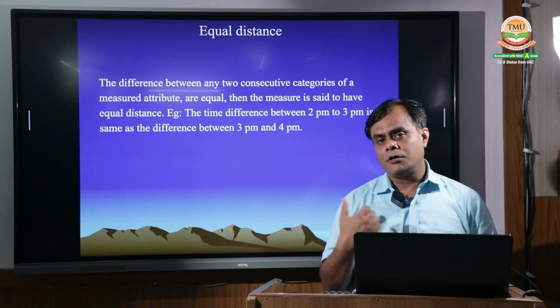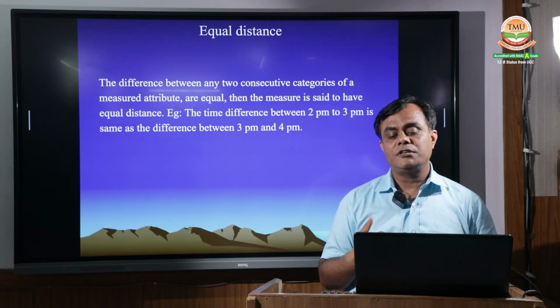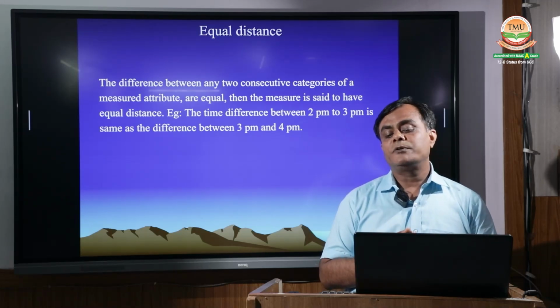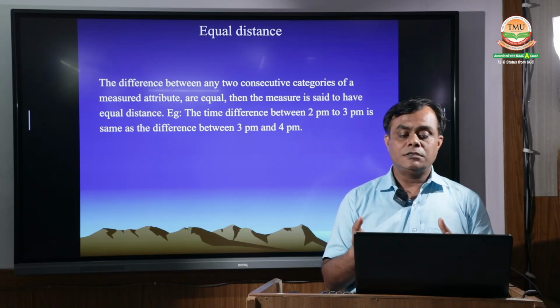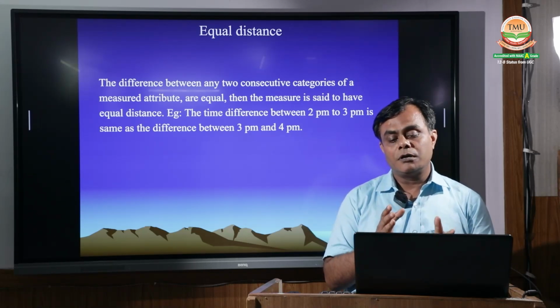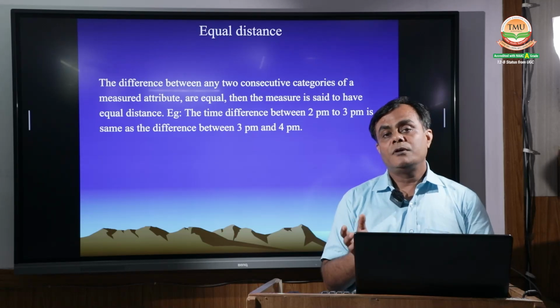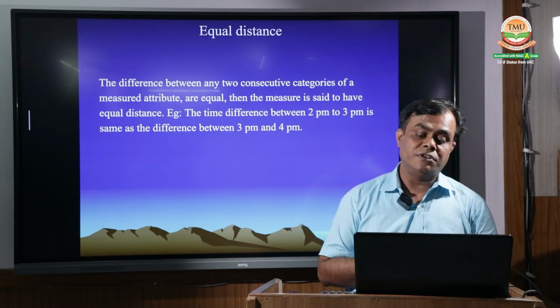There is also an example given in this slide. You can see that the distance between 2 p.m. and 3 p.m. is the same as the distance between 3 p.m. and 4 p.m., because every hour has a distance of 60 minutes.